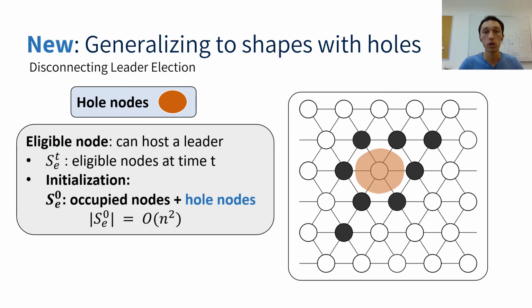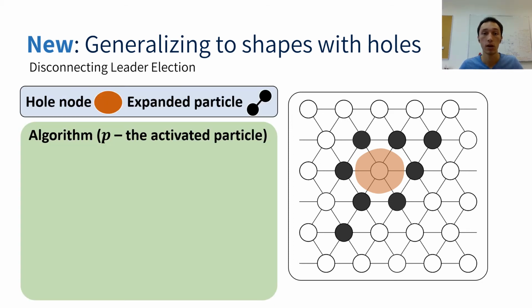In this work, we show how one can generalize this erosion process to shapes with holes, so shapes that are not simply connected. Since this process may disconnect the particle system, our algorithm only solves disconnecting leader election. In this algorithm, both occupied nodes and hole nodes are initially eligible. This ensures that the initial shape of eligible nodes is always simply connected. However, this raises some difficulties because obviously hole nodes are not occupied initially. To deal with these issues, we generalize the previous algorithm.